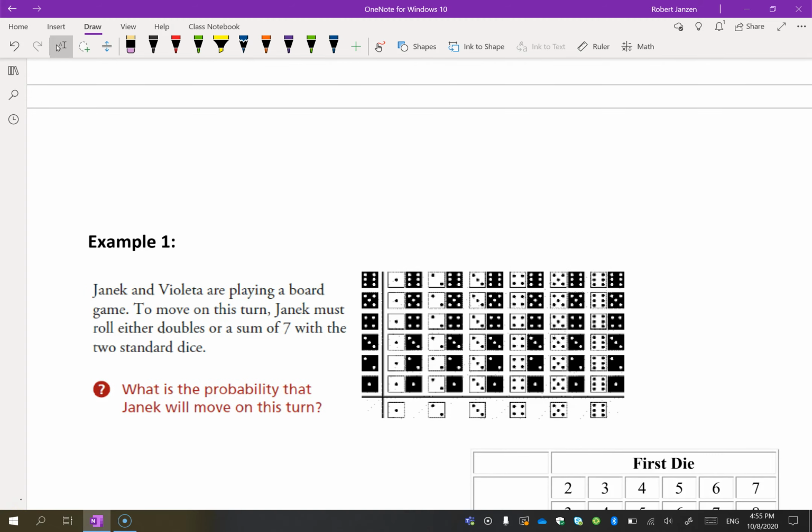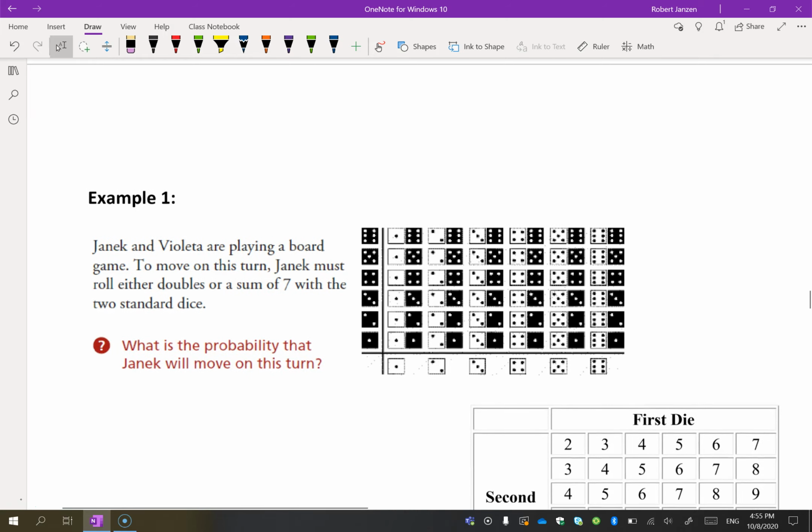Okay, to move, Janik must roll either doubles or a sum of 7. Okay, so let's show where those things are. Okay, doubles. So that means having two of the same. Okay, we can have here, here, here, here. These are all the doubles. Okay, or sum of 7. Sum of 7 would be adding the dice, or I guess the dominoes or dice or whatever these are, and getting a 7. And you can see those are mutually exclusive events.